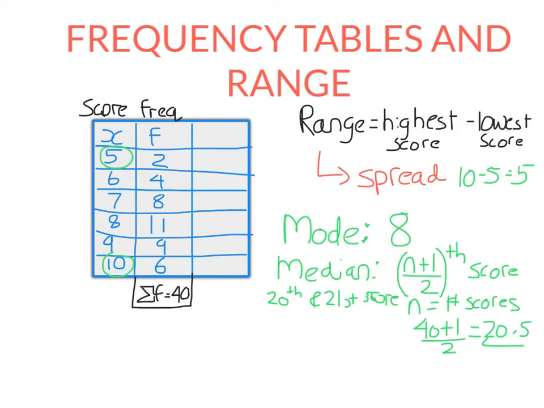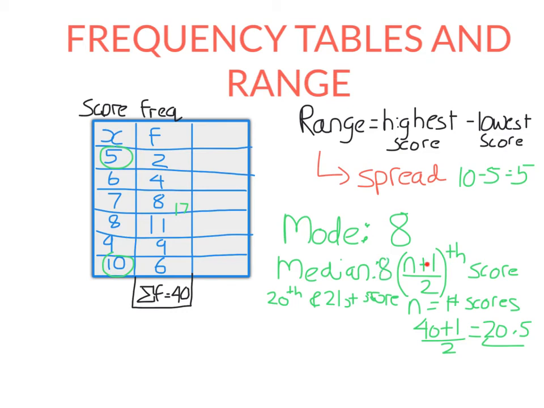So the first two scores were 5. Then the next 4 were 6, so there were 6 scores that are 6 or less. Then we add 8, so we're up to 17. There are 17 scores of 7 or less. So the 18th, 19th, 20th, 21st, 22nd, all the way up to the 28th score is 8. So the 20th score is 8, the 21st score is 8. That means the median is also 8.